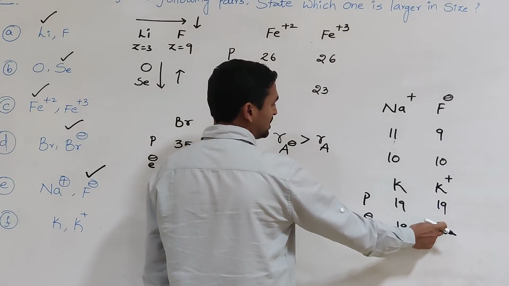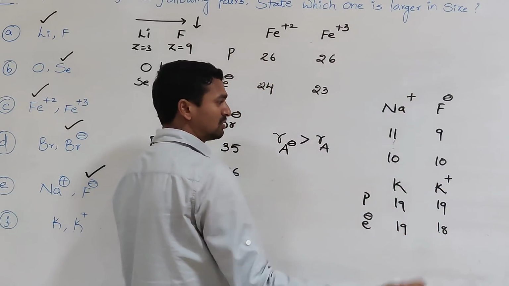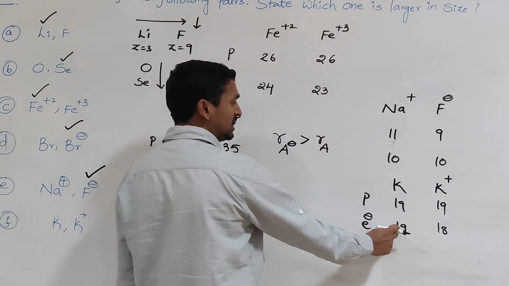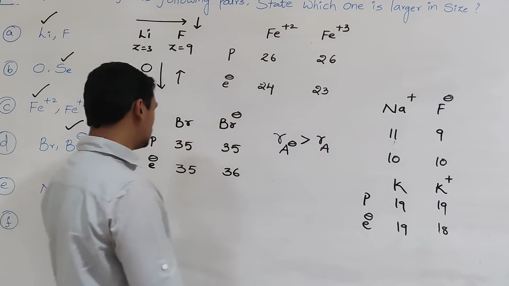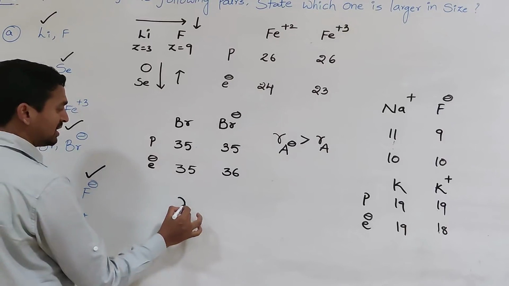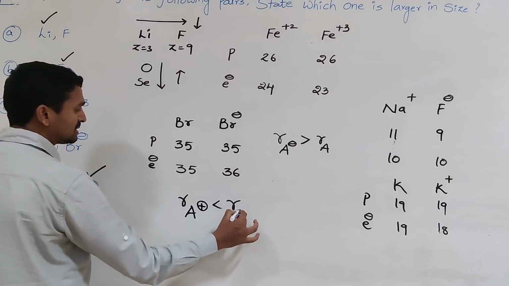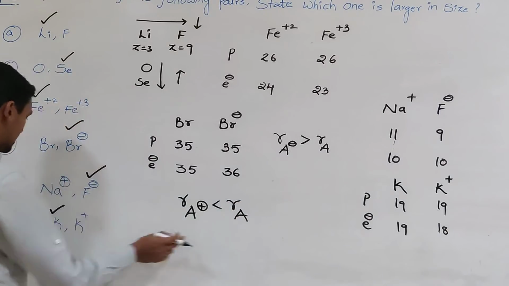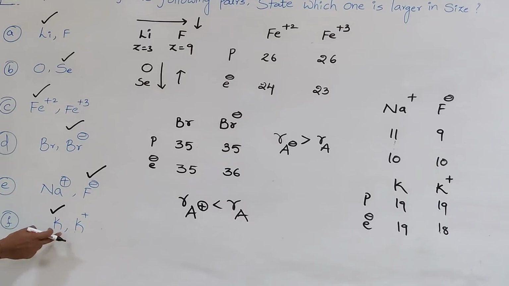That more effective nuclear charge decreases the distance between the center of the nucleus and the outermost shell. But here the distance from the center of the nucleus to the outermost shell increases. That's why potassium is larger in size than the potassium ion. That is the statement: the radius of a positive cation is less than the radius of its parent atom. So the parent atom is always larger in size than its cation. That's why potassium is larger in size as compared to its positive ion.